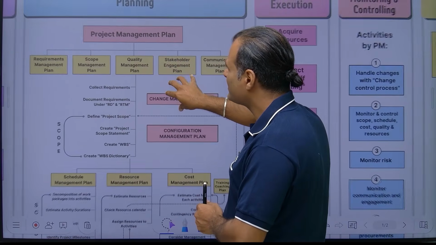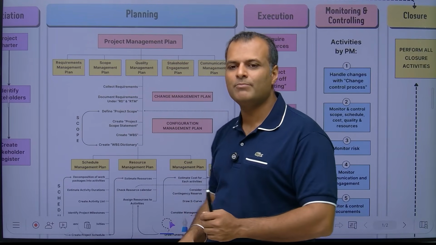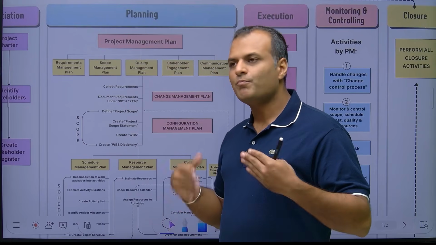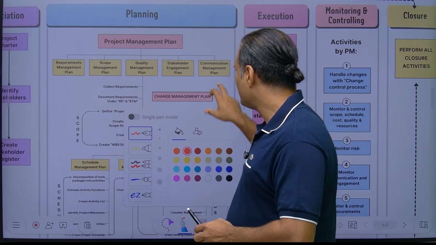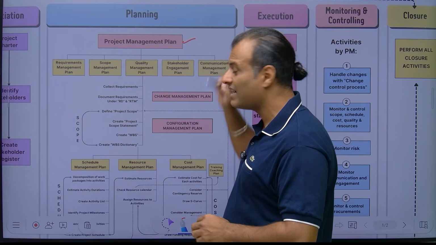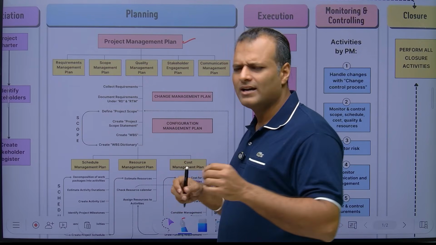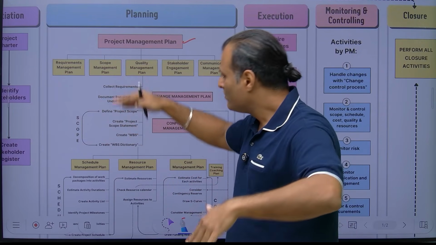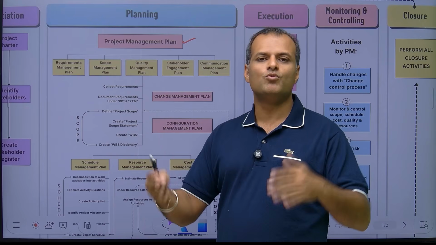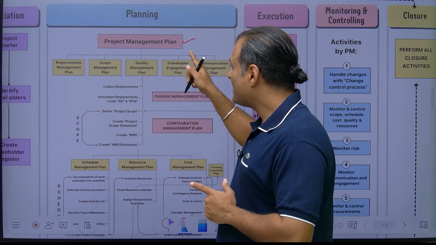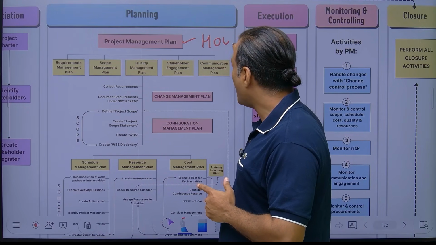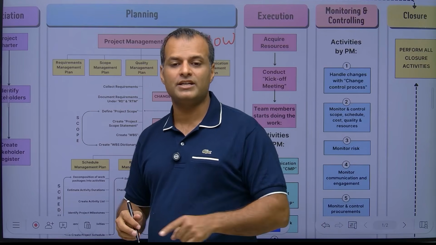Now in the planning stage, the first thing you do is create a project management plan. The project management plan is a high level document, as we know. In the beginning it is high level, but as we move on it becomes more and more detailed. The project management plan will talk about how you will manage the project end to end.